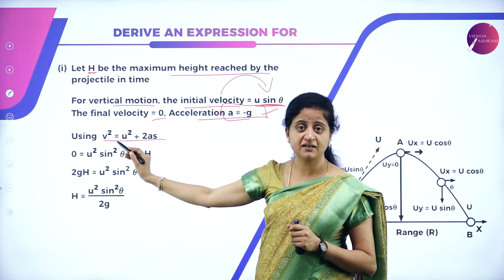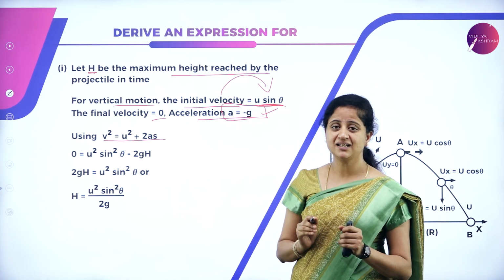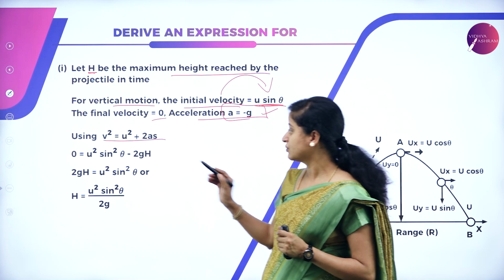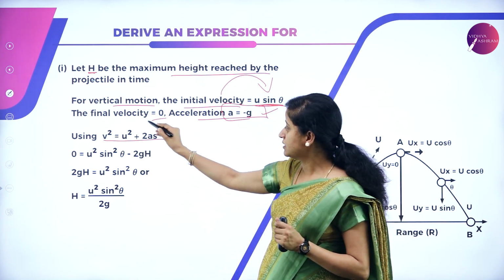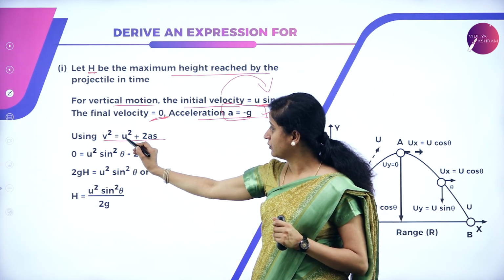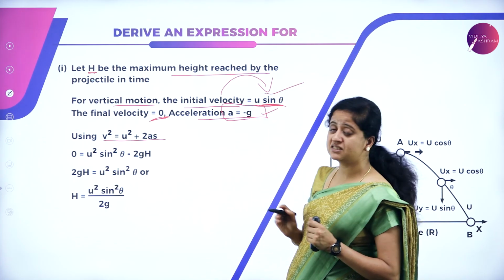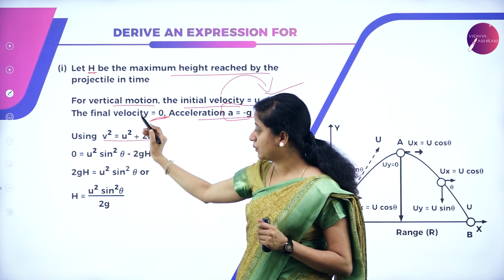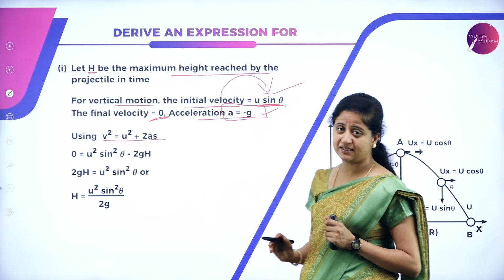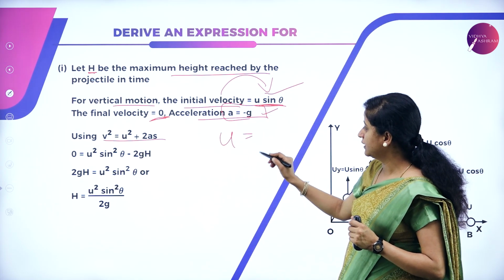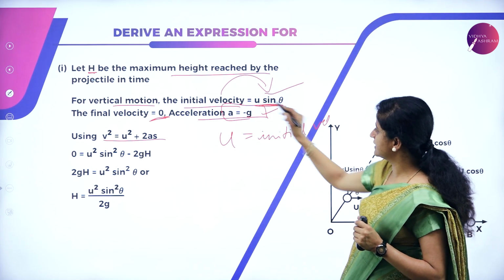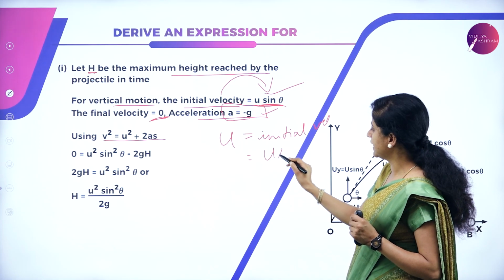V is nothing but the final velocity, u is the initial velocity, a is acceleration, and s is the displacement. So, from this we can write, we know the final velocity is 0. Let us substitute 0, which is equal to the initial velocity u sin theta. We have u square here, so we will get u square sin square theta. Why? Because u is nothing but the initial velocity, and the initial velocity is given here as u sin theta.